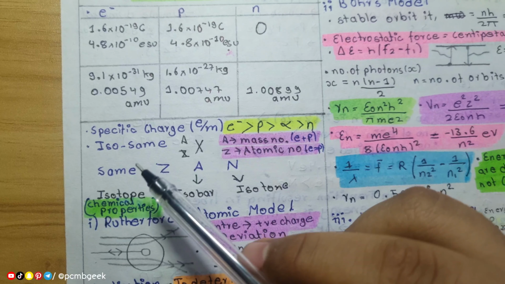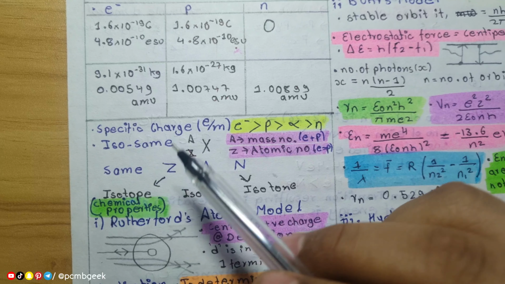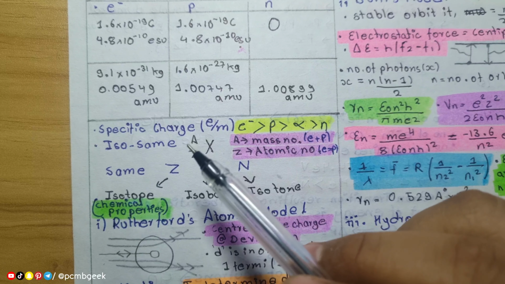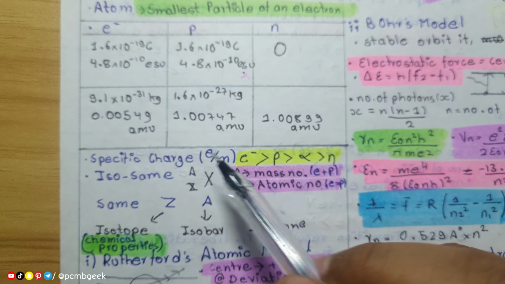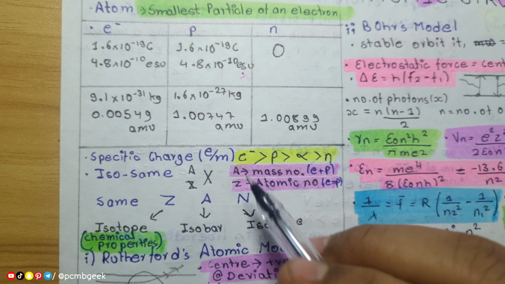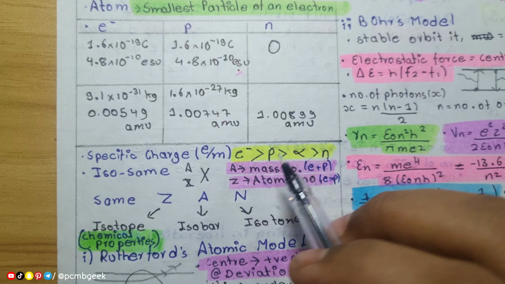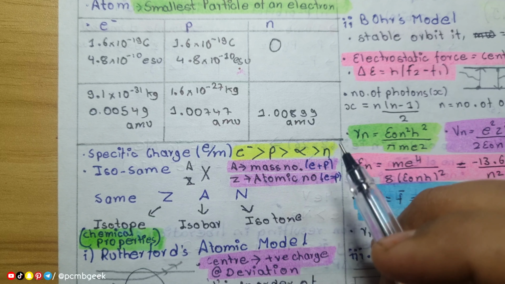Charge to mass ratio, or e/m ratio. J.J. Thomson determined the charge to mass ratio of electron by measuring the deflection under the influence of both electric and magnetic fields. Now, you just have to remember this order. The specific charge of electron is greater than proton, than that of alpha particle, than that of neutron.